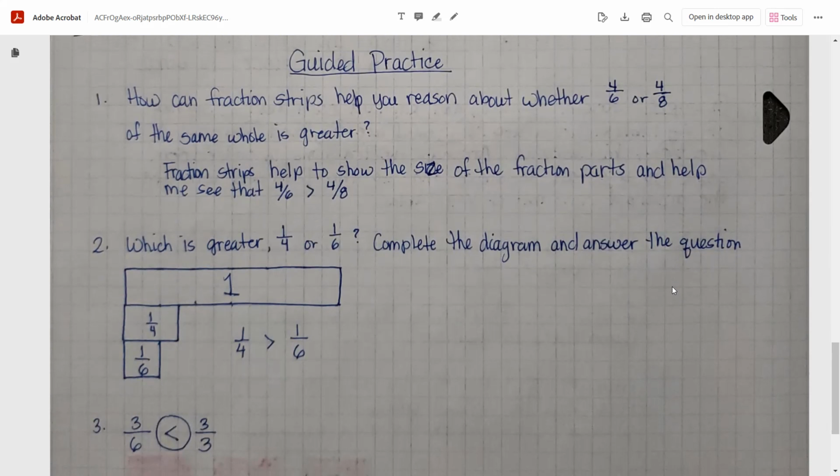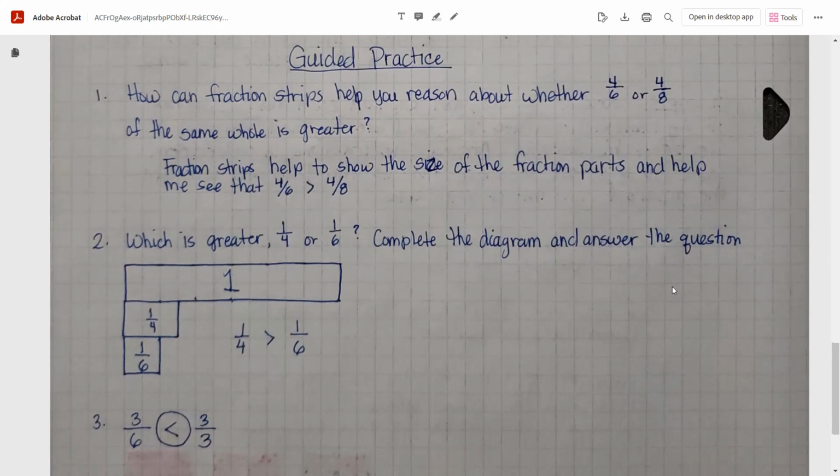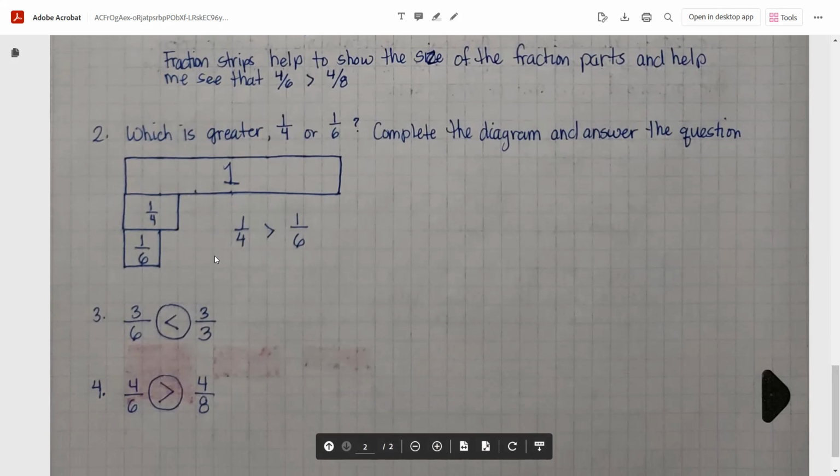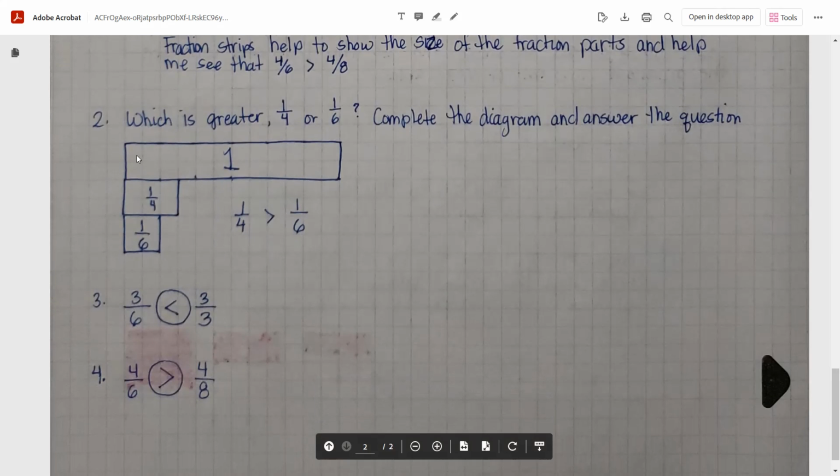Let's take a look at our guided practice. Number 1 says, how can fraction strips help you reason about whether 4/6 or 4/8 of the same whole is greater? So fraction strips help to show the size of those fraction parts, and they help me to see right away that 4/6 is greater than 4/8 because they take up a larger amount of my whole than 4/8. Number 2, which is greater, 1/4 or 1/6? Complete the diagram and answer the question. So here's my 1 whole, here's my 1/4 size piece, and here's my 1/6 size piece. So here I can see right away that my 1/4 is larger than my 1/6.